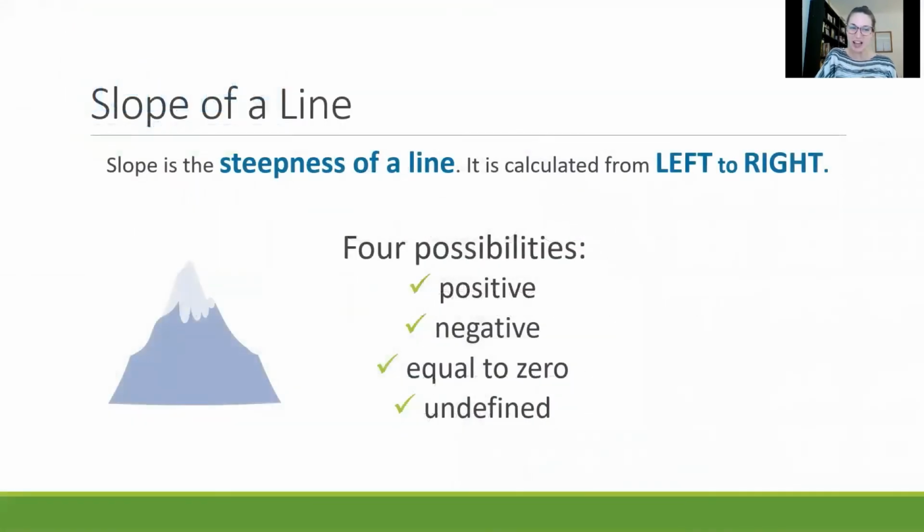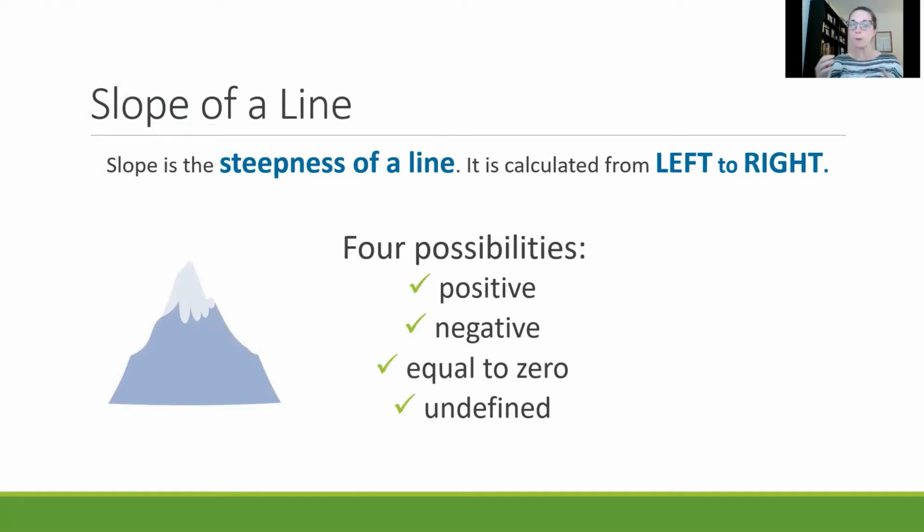So the slope of a line is the steepness of a line. You can think about steepness the same way you would if you were thinking about climbing a mountain or a hill. Certain parts of that, or certain mountains or hills, may be more steep or less steep. And when we calculate it, we're actually going to calculate it from left to right on a graph.